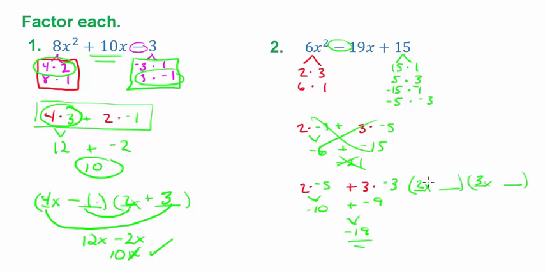So remember, because I'm multiplying 2 times negative 5, that means they need to be in opposite binomials. So the negative 5 must go in my second binomial. Because I'm multiplying the 3 times the negative 3, that will go in my other opposite binomial. And again, you can go ahead and check to verify that these are correct.